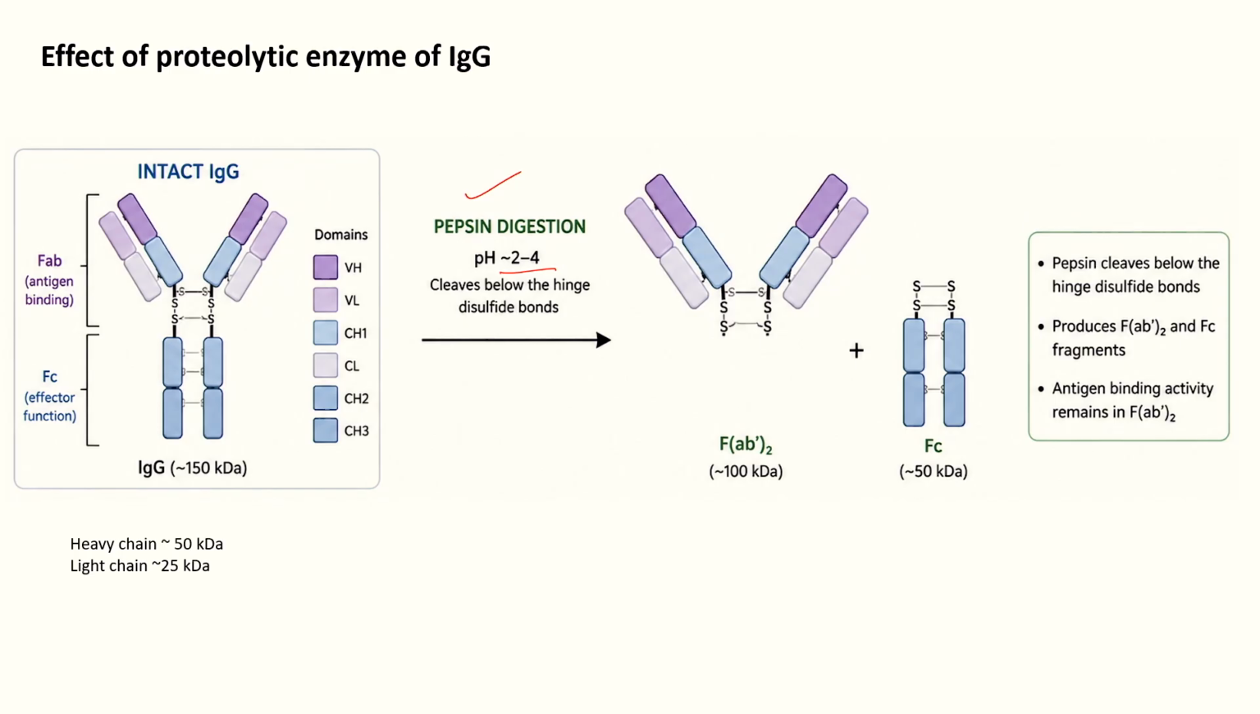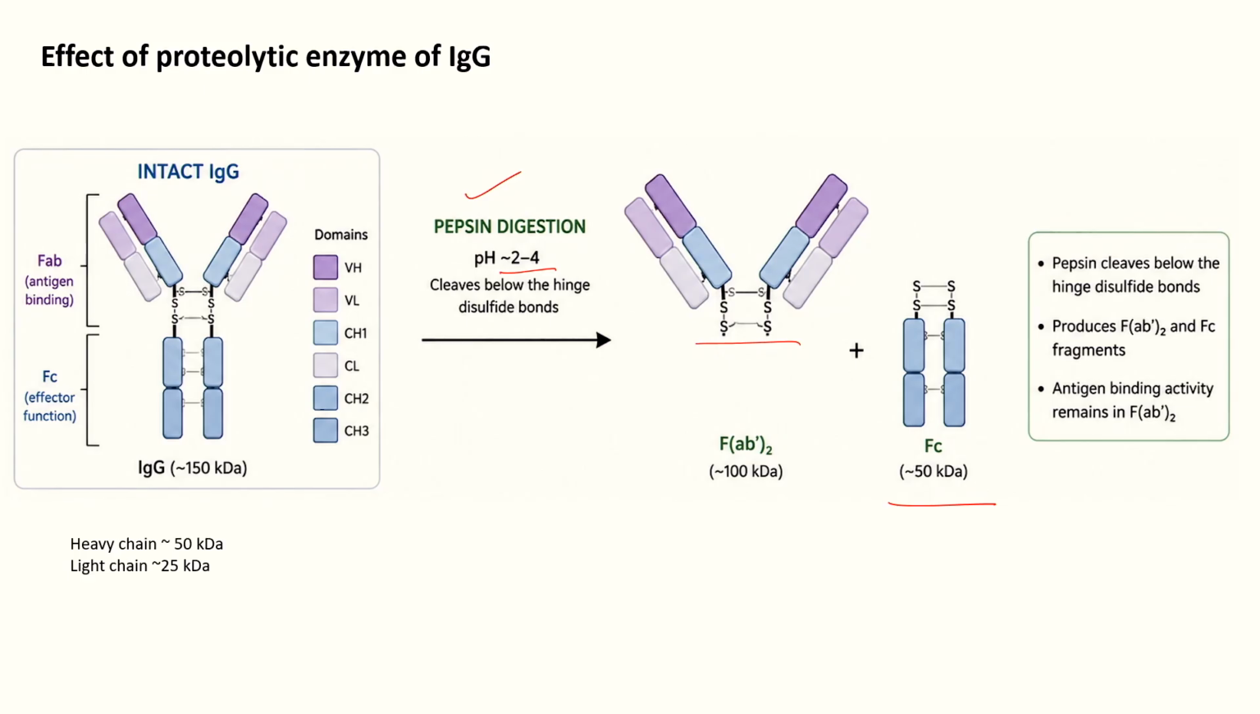What it will do? It will degrade into 2 FAB fragments, but these fragments are joined together with each other, and then 1 FC fragment. So what we are getting is actually 2 fragments, right? So one is a combined fragment. Now just look carefully, in the earlier picture the fragments were separate, but here the fragments are intact. That means the binding capacity of this fragment is higher as compared to the earlier one.